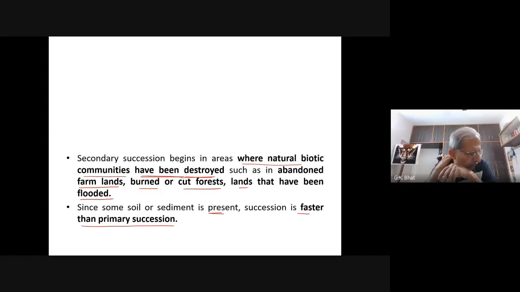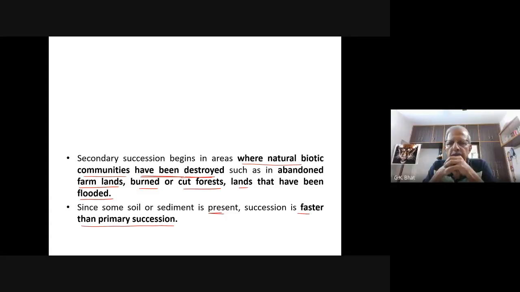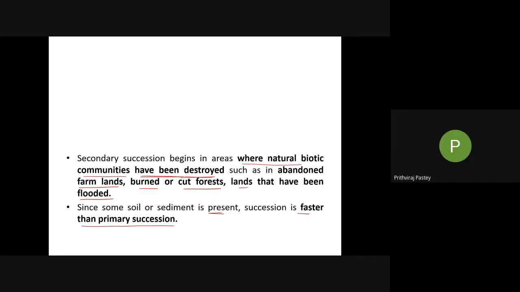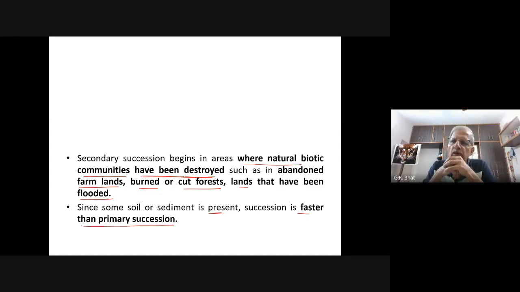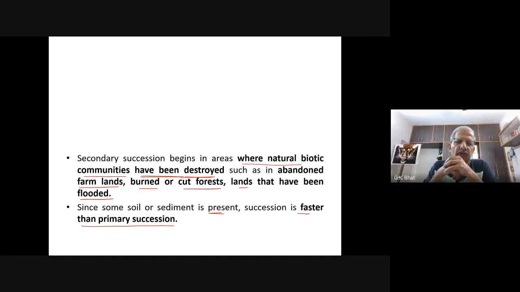Prithviraj. Okay, tell me. Primary succession starts on bare rock where there are no organisms present. And secondary succession starts where there are some organisms, but they got removed due to one reason or the other. Which is faster and which is slower? Primary is slower. Primary succession is always slower than secondary succession.